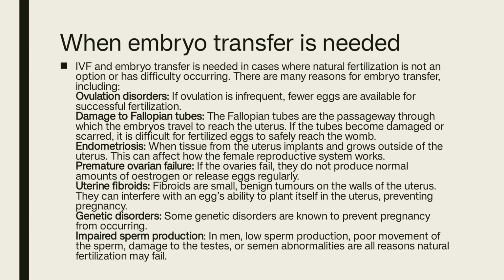The third is endometriosis. When tissue from the uterus implants and grows outside the uterus, this can affect how the female reproductive system works. The fourth one is premature ovarian failure. If the ovaries fail, they do not produce a normal amount of estrogen or release eggs normally. Next is uterine fibroids. Fibroids are small, benign tumors on the walls of the uterus. They can interfere with the egg's ability to plant itself in the uterus, preventing pregnancy.